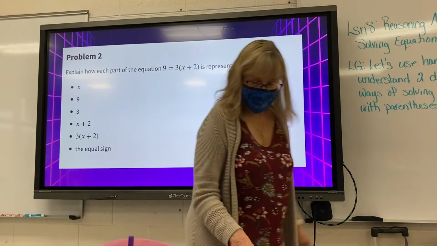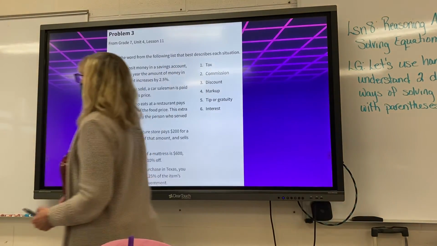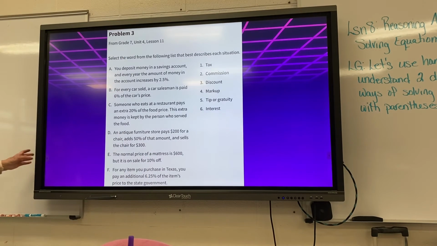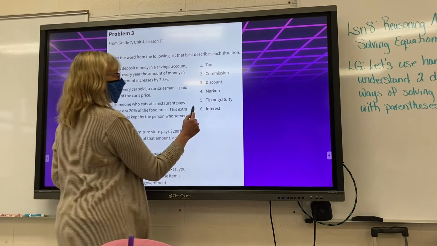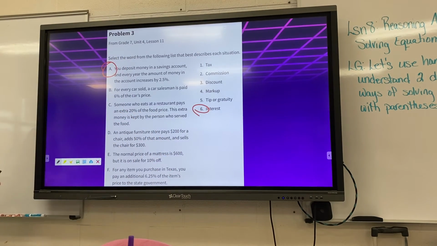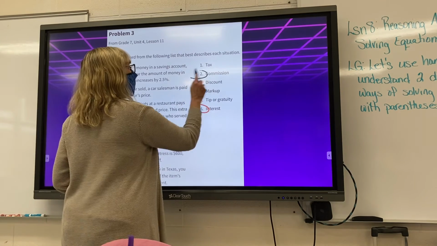Problem number 3. We're going to review some vocabulary after looking at that percent quiz from yesterday. We're going to review some of those problems too. You deposit money in a savings account, and every year the amount of money in the account increases by 2.5%. Is that tax, commission, discount, markup, tip, gratuity, or interest? Interest. For every car sold, a car salesman is paid 6% of the sales price. Commission.